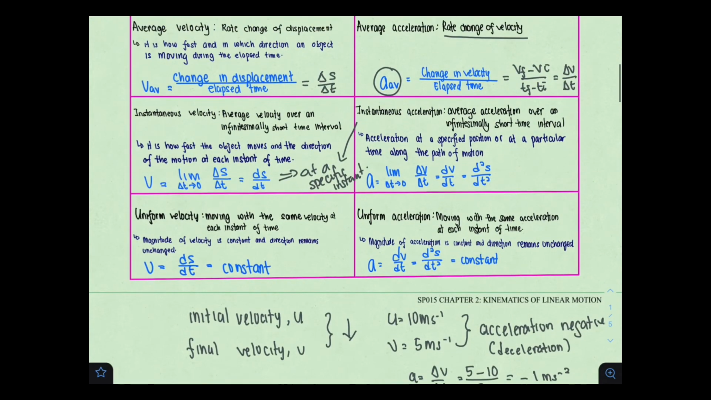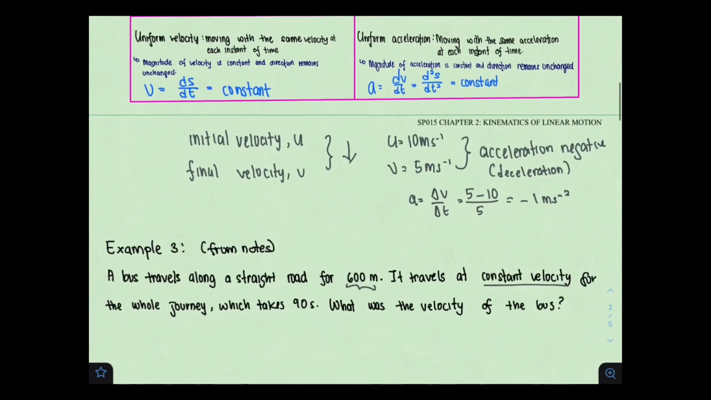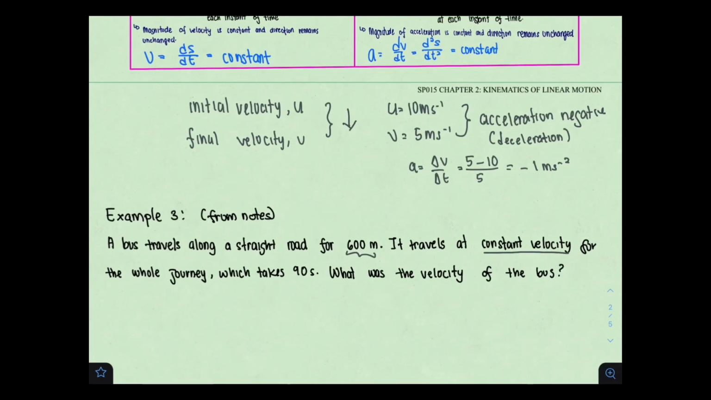Berbalik ke table dekat atas, kita ada 3 jenis velocity: average velocity, instantaneous velocity dan juga uniform velocity. Uniform velocity, moving with the same velocity at each instant of time. Maksudnya magnitude of the velocity constant, direction remain unchanged. Nilai dan juga direction dia tidak berubah, kita panggil dia constant velocity, which is actually your uniform velocity. Okay, coming back to the question.